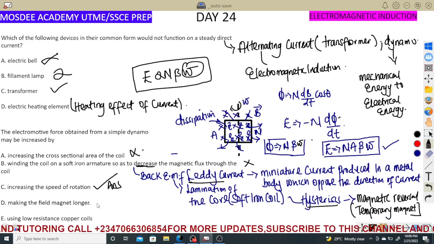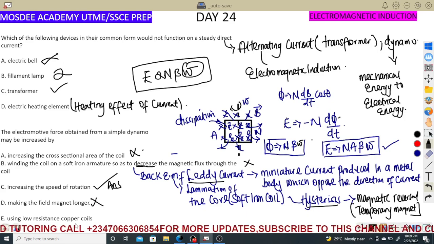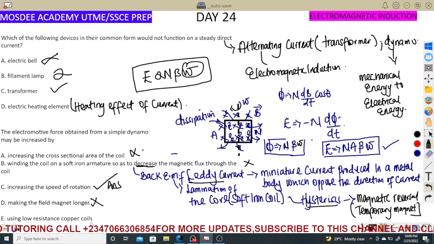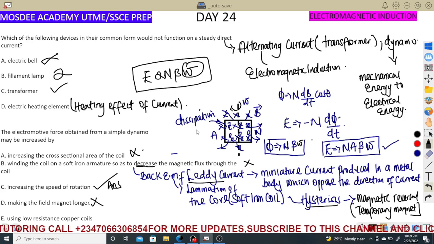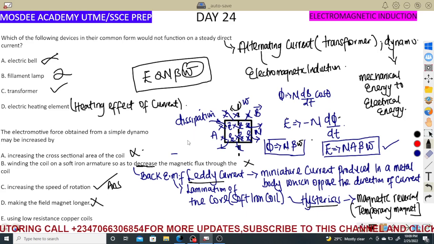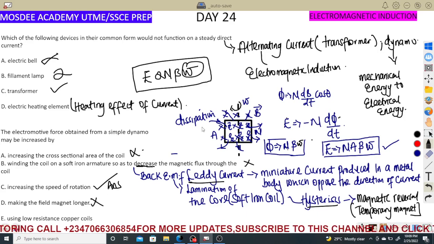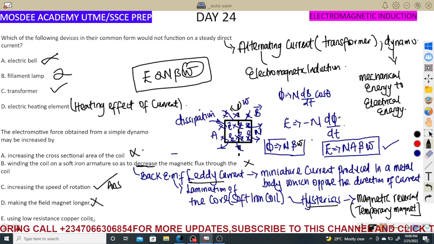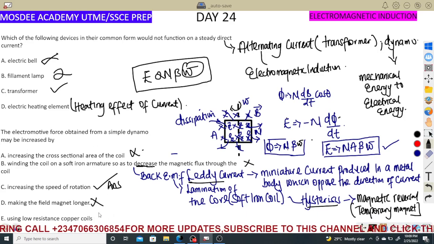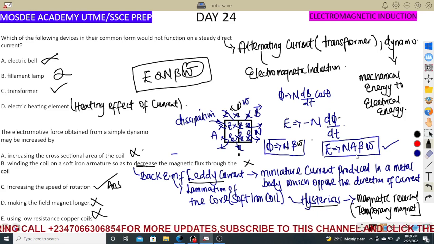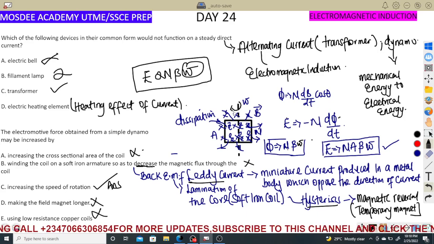Making the field magnets longer, the length of the magnetic field does not have anything to do with it. Using a low resistance copper coil. If you use low resistance copper, you are only minimizing its loss by dissipation. And if you are doing that, please keep that at the back of your mind. Here you want to increase the electromotive force. You are only preventing its loss by dissipation, and that is not applicable in the dynamo. It is more applicable in the transformer. So the answer to the question is C. When you increase the speed, because electromotive force is directly proportional to angular speed or the axis of rotation. Always keep that in mind.